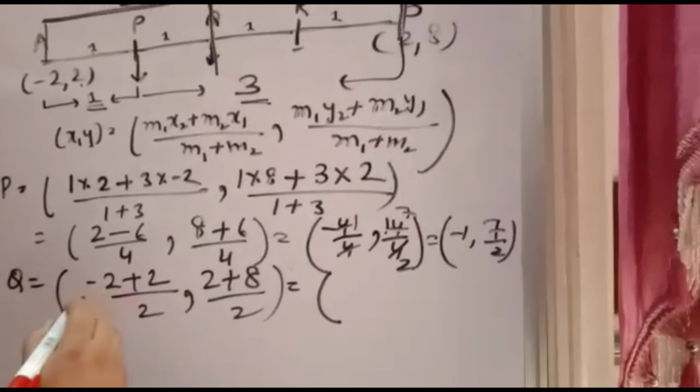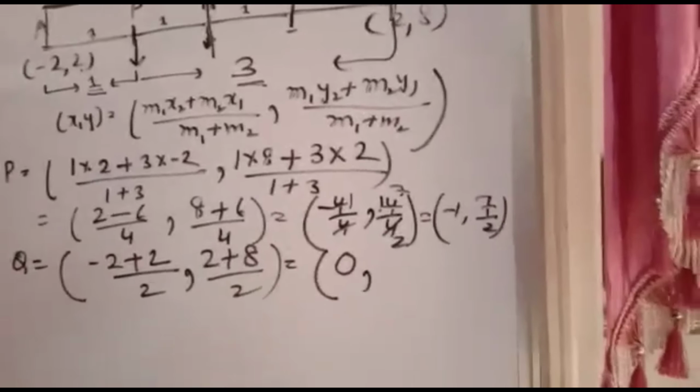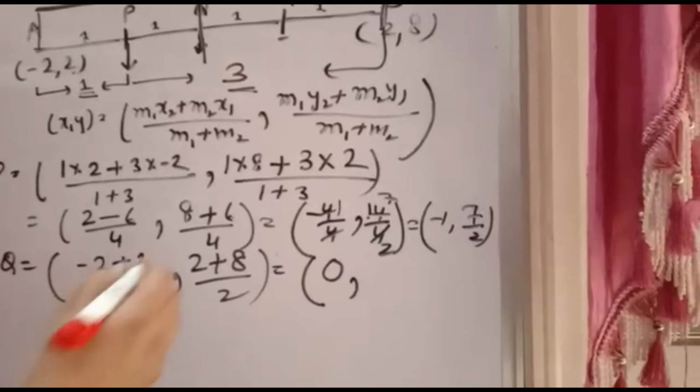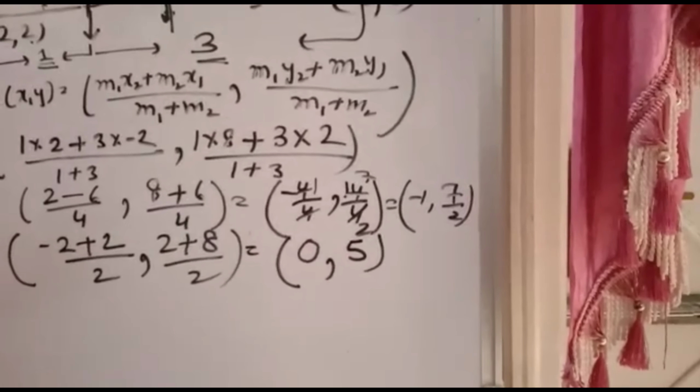-2 plus 2 is 0, and 0 over 2 will come 0. 2 plus 8 is 10. Now 10 over 2 will come 5. So the coordinate of point Q will be (0, 5).